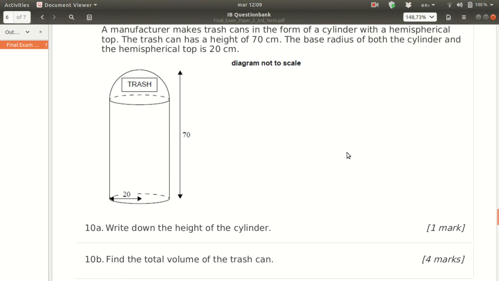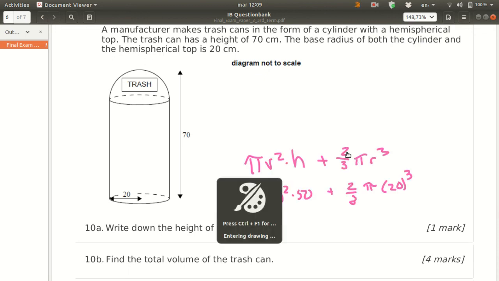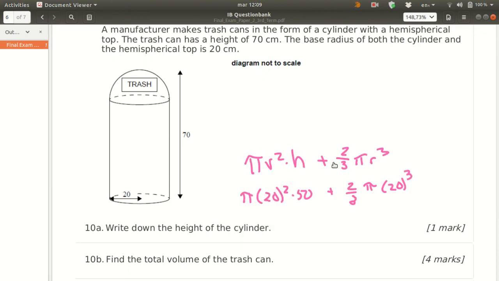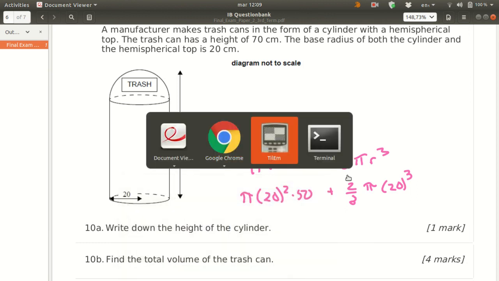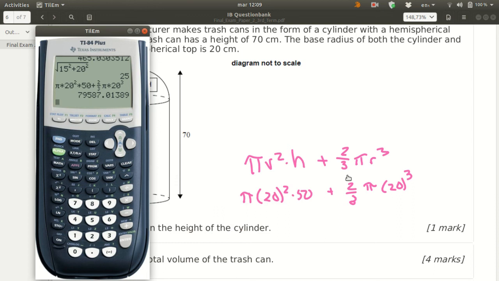Okay, so find the total volume of the trash can. It's the volume of the cylinder plus the volume of half a sphere. So the volume of a sphere, which is in your data booklet, is 4/3 pi r cubed, and half would be 2/3 pi r cubed. And then just plug it into the calculator. There it is. If you round to 3 significant figures, it would be 79,600 to 3 significant figures. Okay.